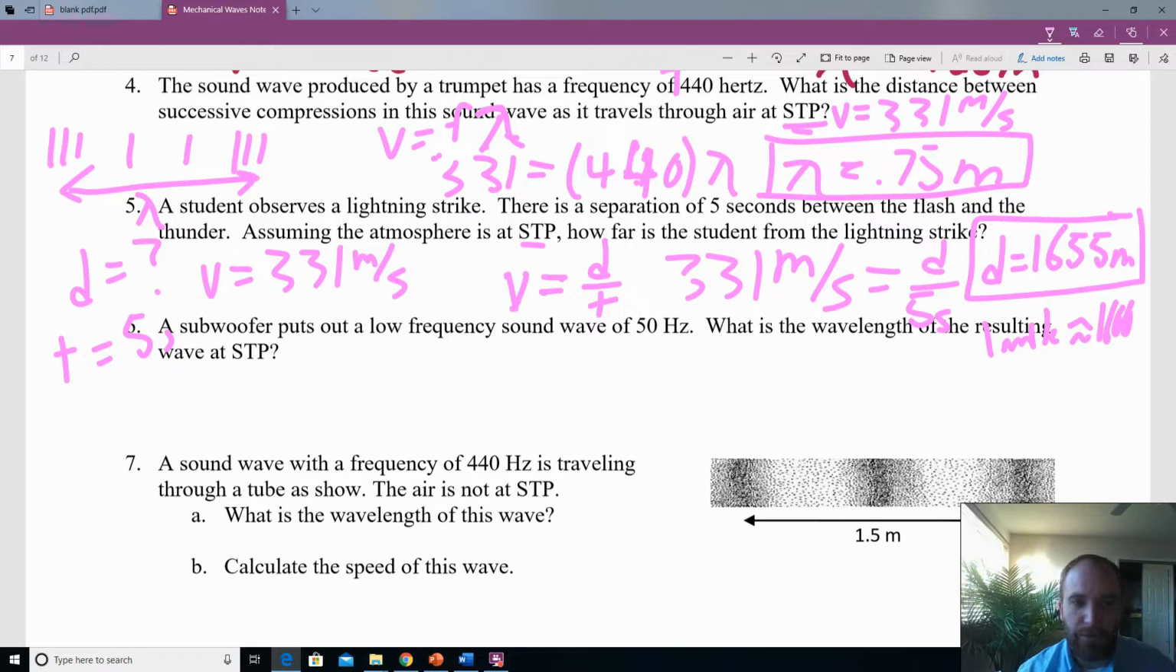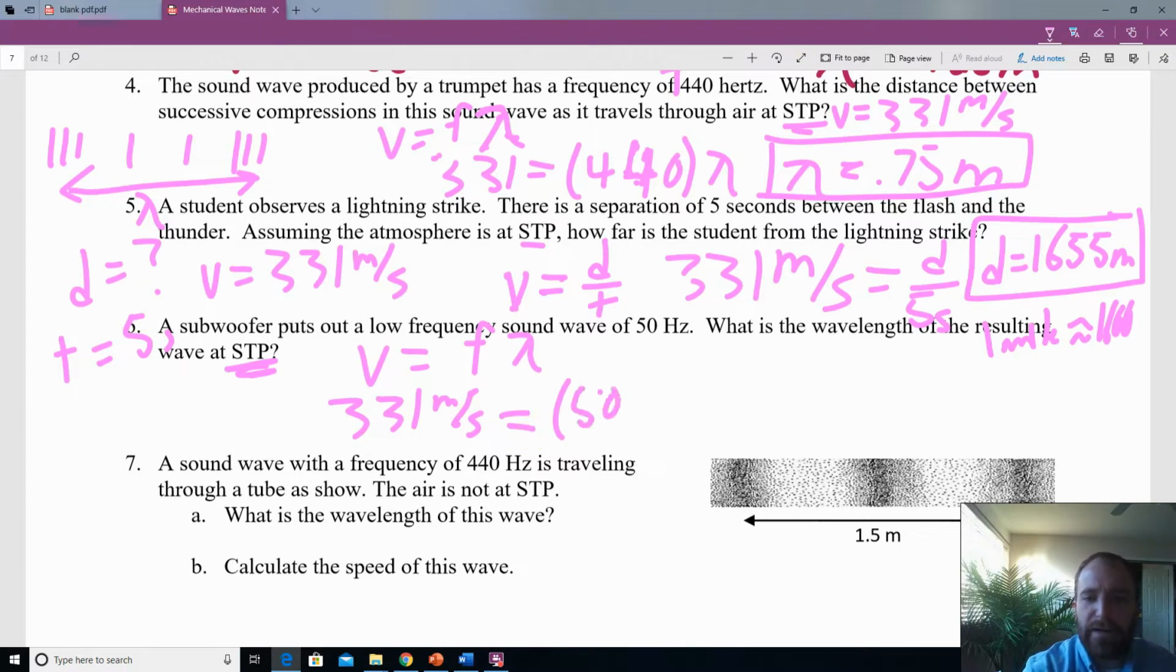Number 6. A subwoofer puts out a low-frequency sound wave of 50 hertz. What's the wavelength at STP? As soon as you see this at STP, I'm hoping, like the third question in a row, you went for V equals F lambda. We know that V is 331 at STP, and why do I know that? Because it's right in your reference tables. Equals, we know the frequency is 50 hertz.